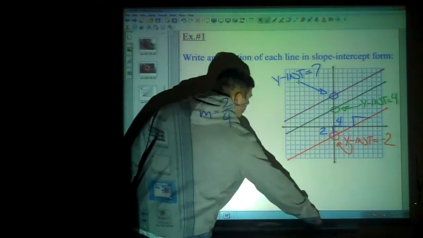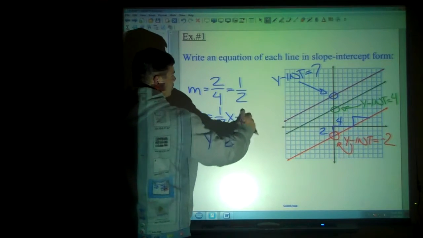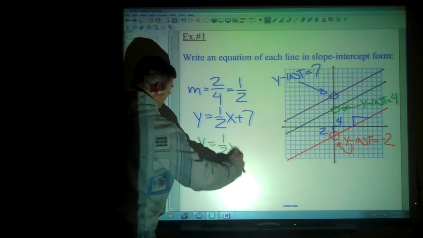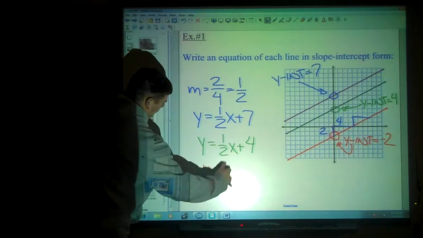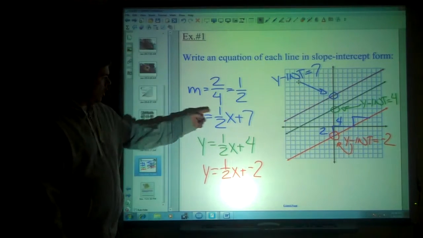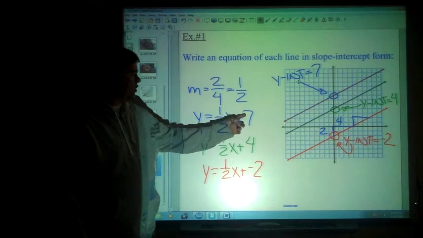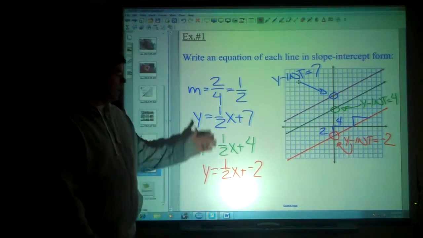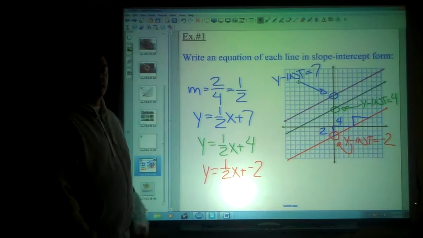So when it comes to writing the equations, you'll have y equals 1/2 x plus 7. You'll have y equals 1/2 x plus 4. And you'll have y equals 1/2 x plus -2. Because all 3 equations have the exact same slope, because they're parallel, they just have different y-intercepts where they're crossing the y-axes. Again, the 2 most important pieces are the y-intercept and the slope needed in order to make our equation.